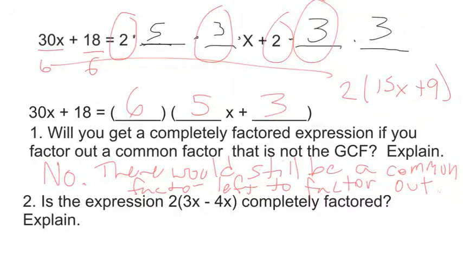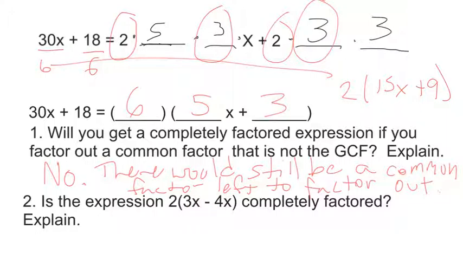Yes? Well, I think it's factored. You think it's factored, so you agree with Holly. 4 is not a prime number. Sometimes, when we were finished up here, that 5 and the 3, those were prime numbers, so that did make sense. But what's left over is not necessarily going to be a prime number. The 6, is that a prime number? No. But was that the GCF? Yes.